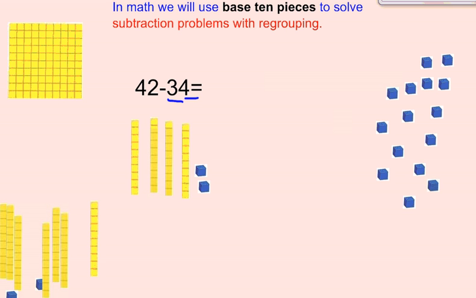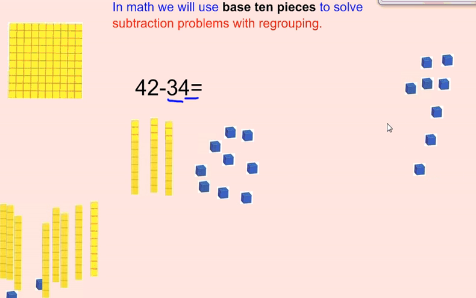Therefore, they're going to have to regroup. So they're going to take a 10 and they're going to regroup. 1, 2, 3, 4, 5, 6, 7, 8, 9, and 10. The number is still 42, and the kids can count it to show them that the amount has not changed, but they just needed to regroup in order to subtract.